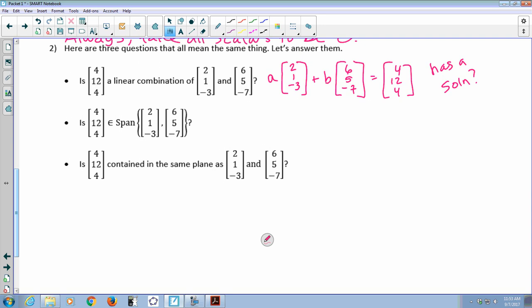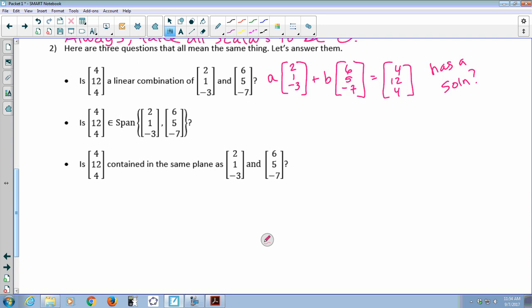Another way of asking the same question is, is 4, 12, 4 in the span of those two vectors? Same thing, because being in the span just means it's a linear combination. Same question. And then a geometric way of asking that question is, is 4, 12, 4 contained in the same plane as 2, 1, negative 3 and 6, 5, negative 7? So those two vectors in R3 form a two-dimensional plane. Any linear combination of those two vectors will lie in the same plane.